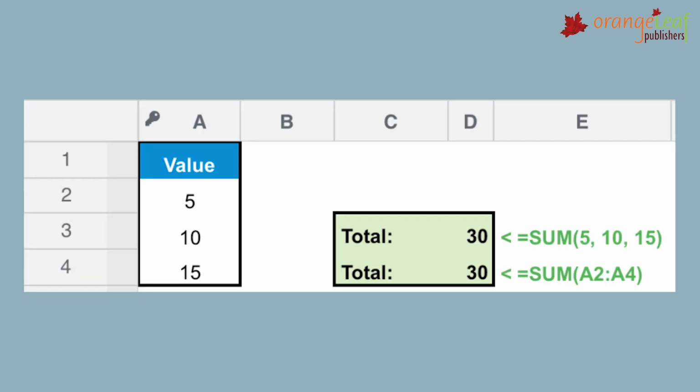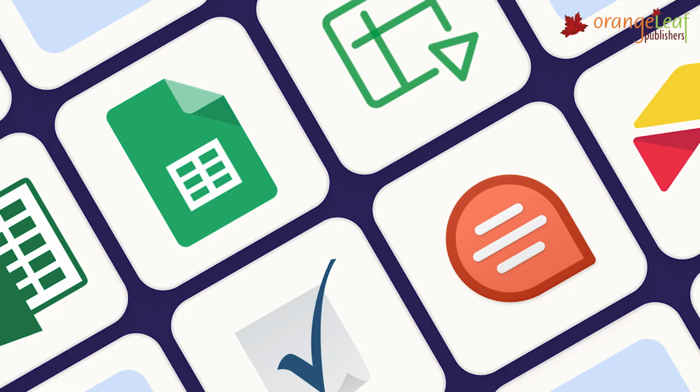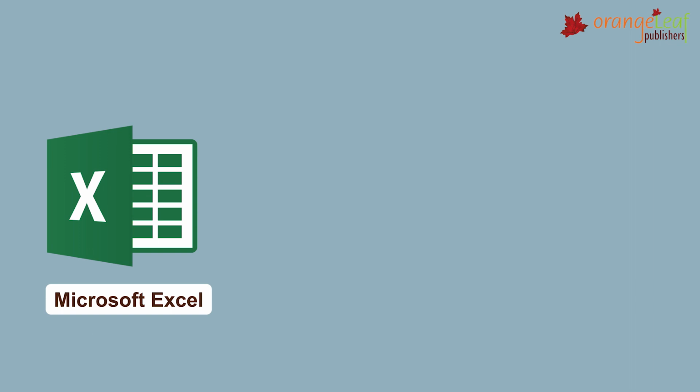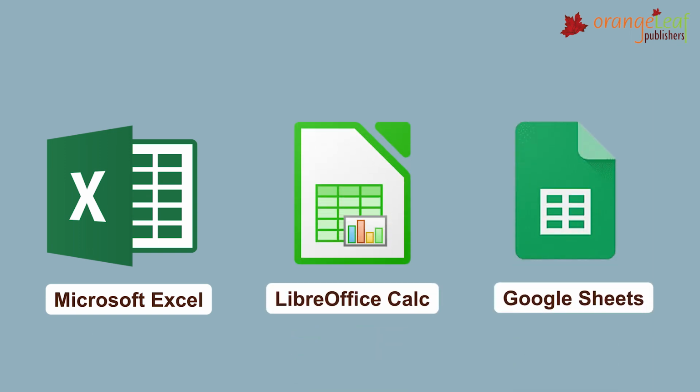The most powerful feature of a spreadsheet is that it automatically recalculates the result of mathematical formulas if the source data changes. There are various types of spreadsheet software. Some of the examples of spreadsheet software include Microsoft Excel, LibreOffice Calc, Google Sheets, etc.